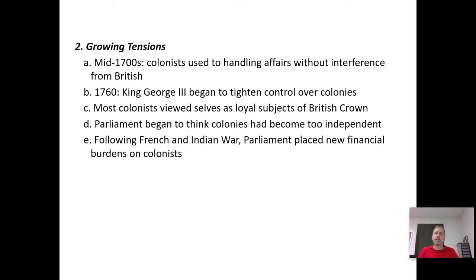Parliament started thinking that these colonies were too independent, too free, too loose. And so they started to pull back, is what was going on. After the French and Indian War, Parliament and King George III started imposing taxes on us, which had really not been done before, and we did not like it. Starting in the 1760s, we're going to see a buildup of tensions, with things getting more and more stressed between the colonists and the British crown.